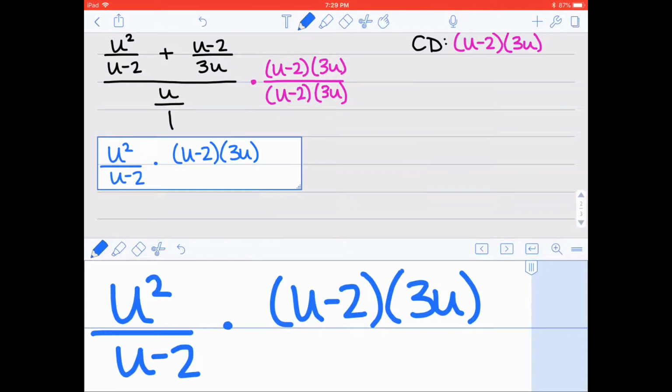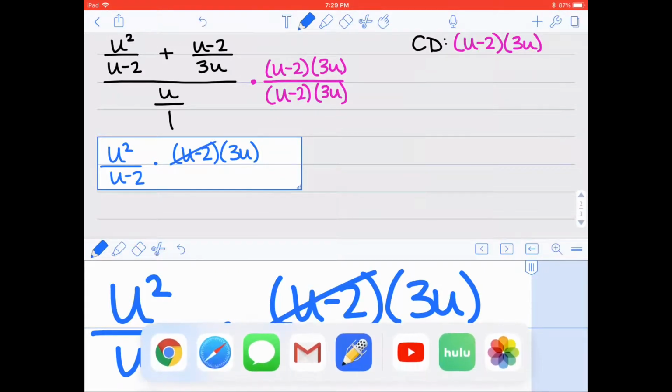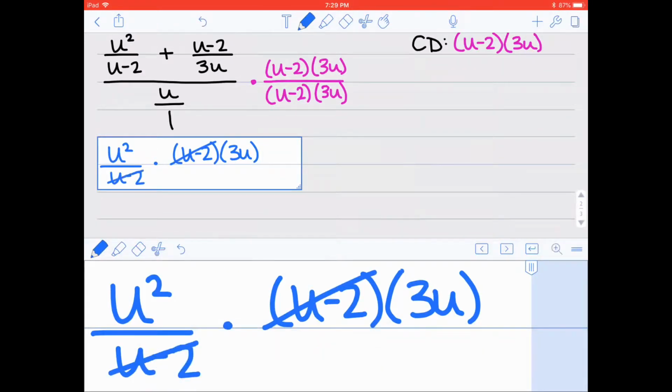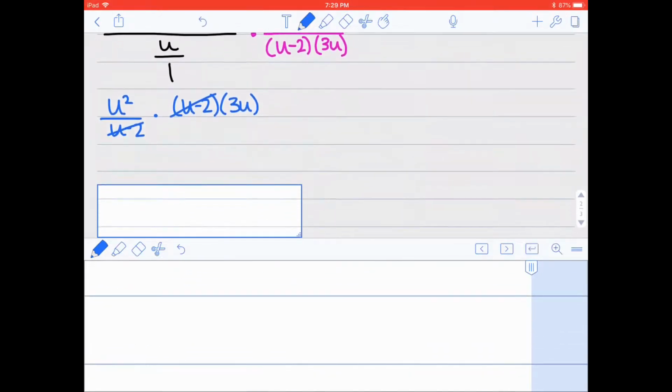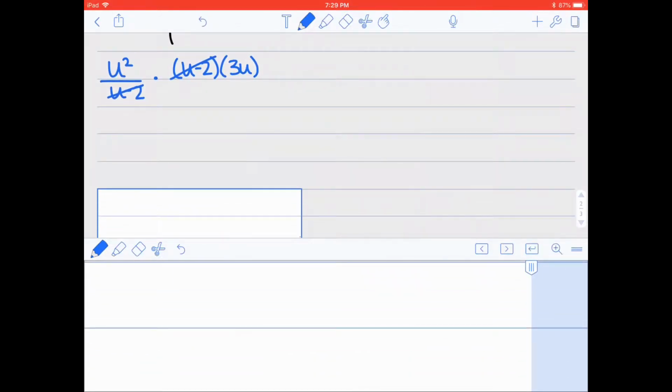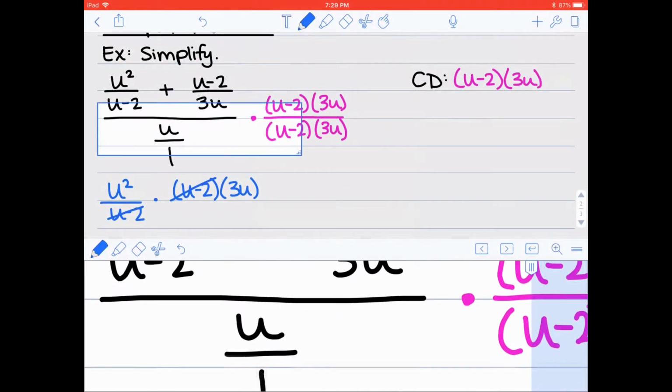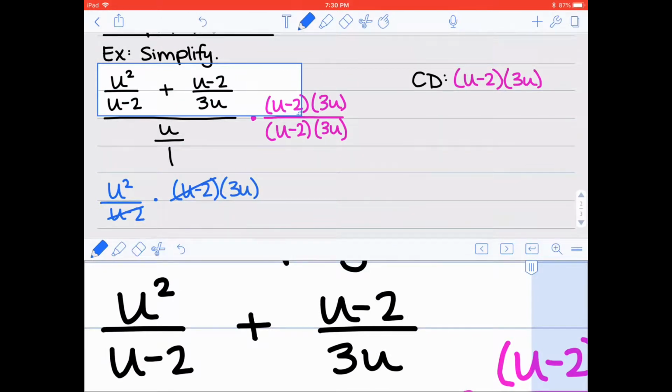And what you'll see is that the u minus 2 and the u minus 2 cancel out, and I end up for that first term just getting u squared times 3u. So that first term gives me 3u to the third. I'm going to drop down quite a bit down here. So that's 3u to the third. Okay, so we just did this in blue, so we took care of this first one. That one's done.